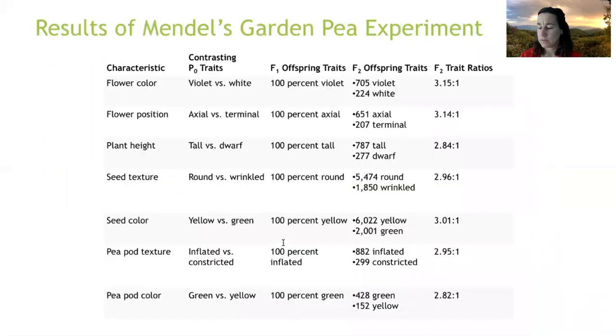Are the flowers purple or white? Are the flowers located near the base of the trunk, the axial, or are they at the terminal, near the end? How tall is it? Is it taller? Is it short? Is it dwarf size? Are the seeds, the peas themselves, round or do they have wrinkles on them? Are they yellow? Are they green? What does the pea pod look like? Is it inflated or is it constricted, like Chinese peas in your stir fry? And the pea pod color, is it green or is it yellow?